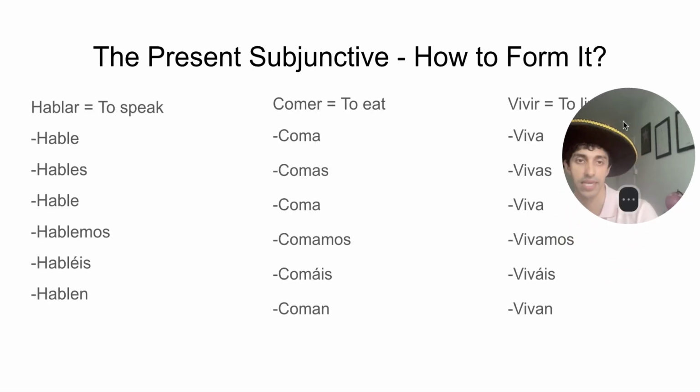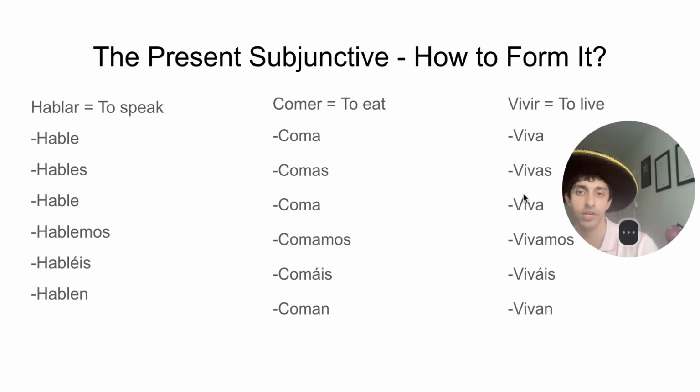Okay, this is a look at 3 regular verbs in the present subjunctive, so one of each type of infinitive. Hablar is a typical AR verb, comer is a typical ER verb, and vivir is an example of an IR verb. All of these 3 are regular verbs, and I've written them out in the present subjunctive forms just to show how they would go in the present subjunctive.